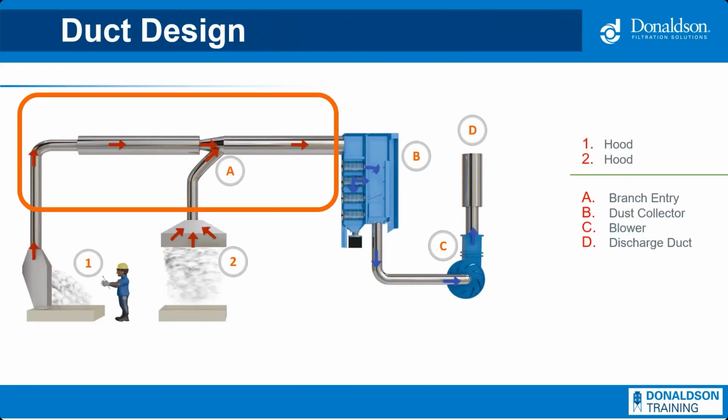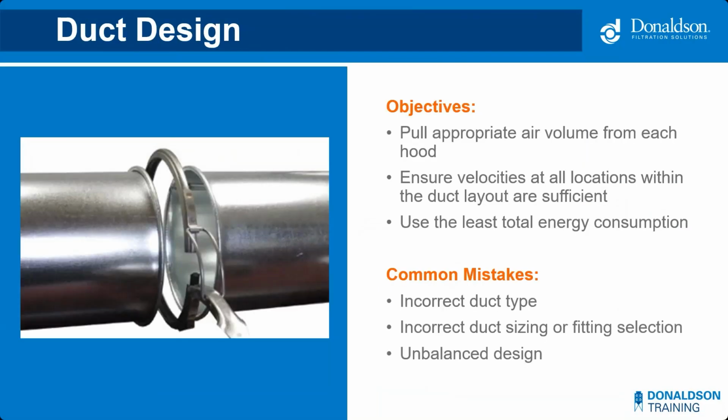Once we design the proper hood to capture the contaminant, the goal is to move the particulate to the filtration system through the series of ducts. A properly designed duct system should pull the minimum airflow required at each hood and maintain velocities required to transport material through the duct and to the collector. And you have to be able to do this utilizing the least amount of energy as possible and minimizing any wear and tear on the duct components.